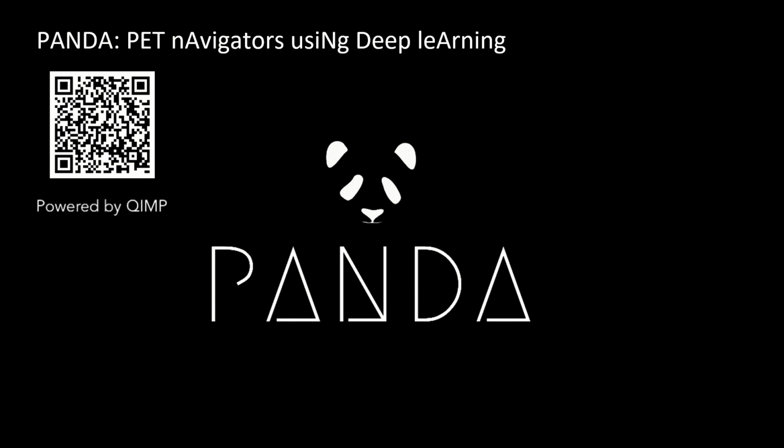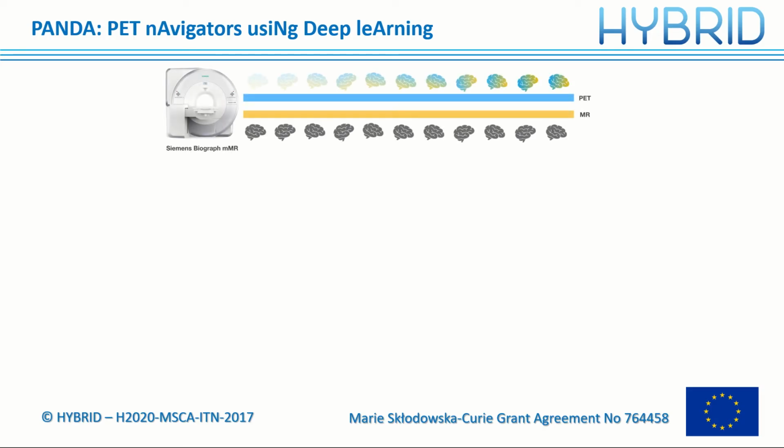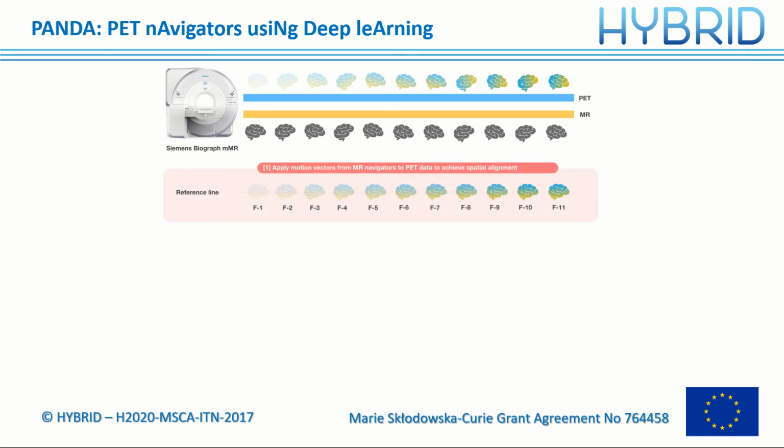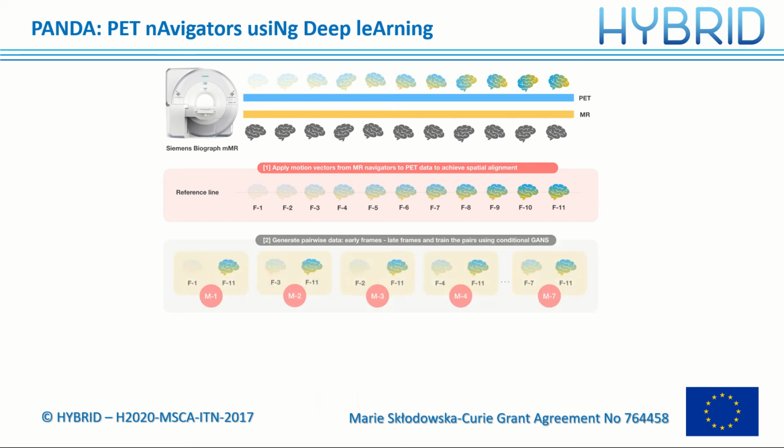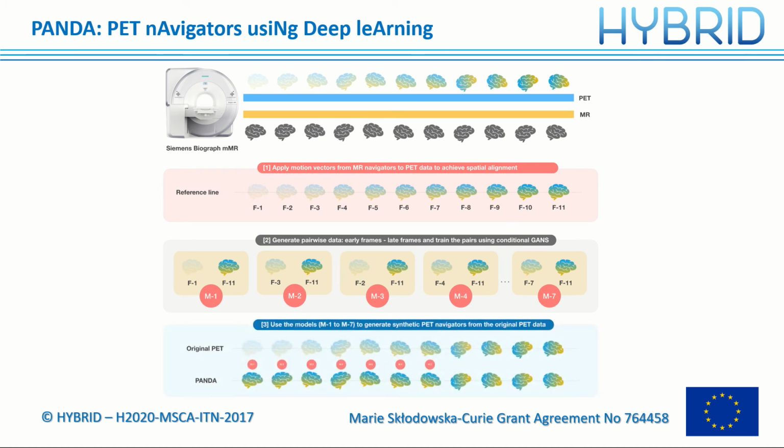How does it work? First, we use the MR navigators to detect brain motion. We apply the motion vectors to the PET images and we align low-count PET data at different time steps with a high-count PET reference frame. We train the cGAN to perform the transformation from low-count to high-count PET data. And finally, we can apply this model to a PET-CT system. We are going to register the processed PANDA PET images for motion compensation.